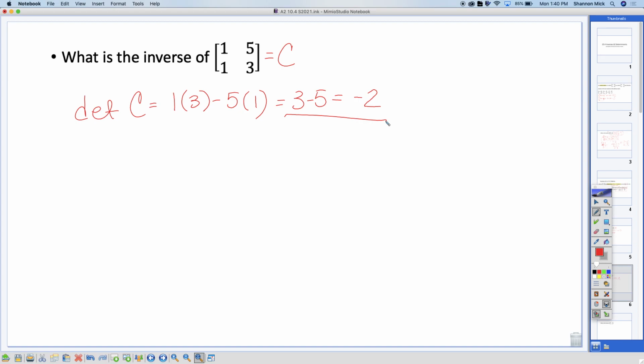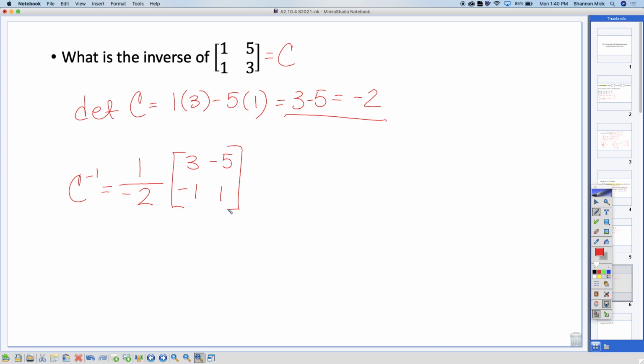So the inverse of C equals 1 over the determinant, which is -2. And my rule tells me to do what now? I switch the main diagonal, so 3 and 1, and then take the negative of the secondary diagonal, -5 and -1. And this -1/2 is just a scalar, right? So I just distribute that to everything in there.